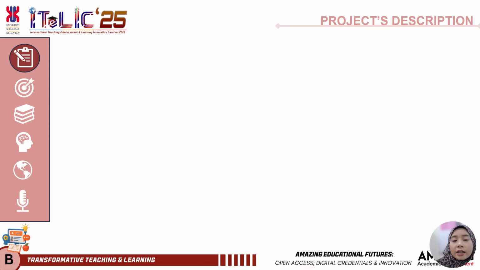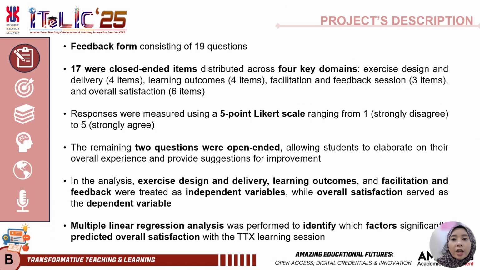Now, we didn't just think it worked, we tested it. We developed a 19-question feedback tool combining Likert scales and open-ended reflections. We zoomed in on 4 areas: exercise design and delivery, learning outcomes, facilitation and feedback session, and overall satisfaction. And then we ran multiple linear regression to see what actually predicted satisfaction. In other words, we made sure the numbers back the magic.